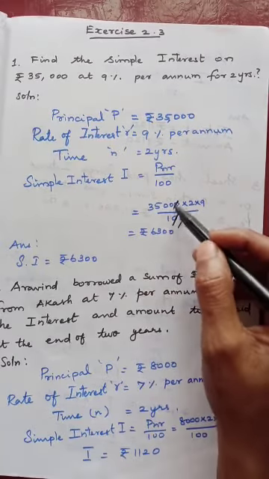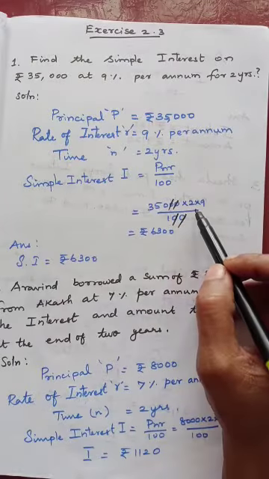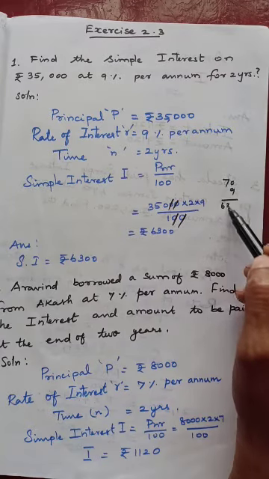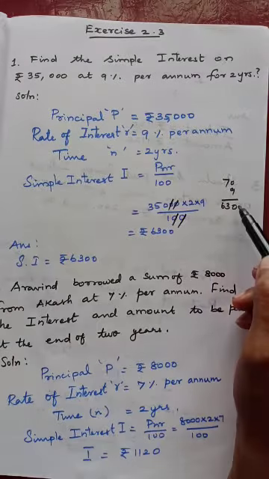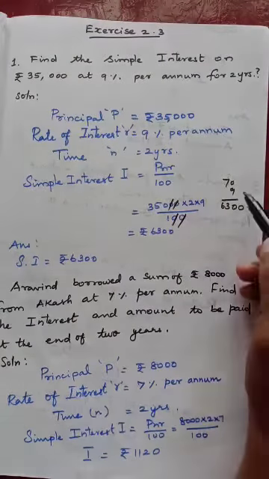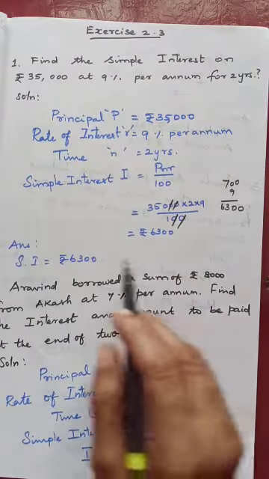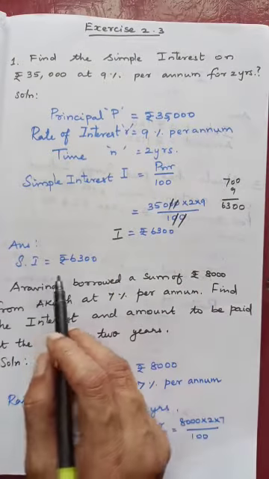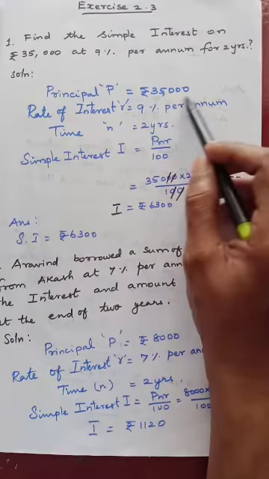So you can cancel 0, 0. 9 2s are 18. Otherwise 35 2s are 70. 70 into 9: 9 7s are 63. Then 1 0. Here 350, again 1 0. So 700. 350 into 2 is 700. Now the simple interest is equal to rupees 6,300 for the principal 35,000.